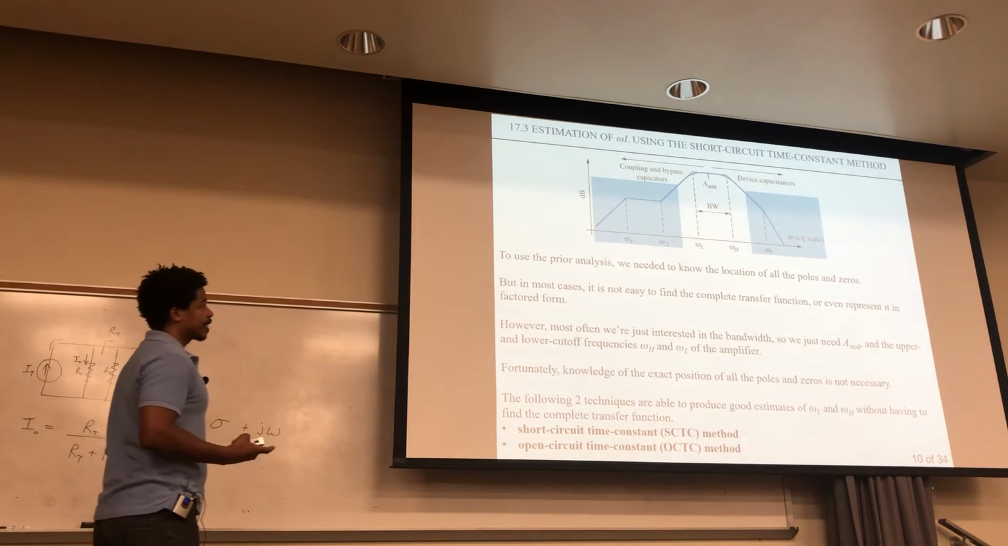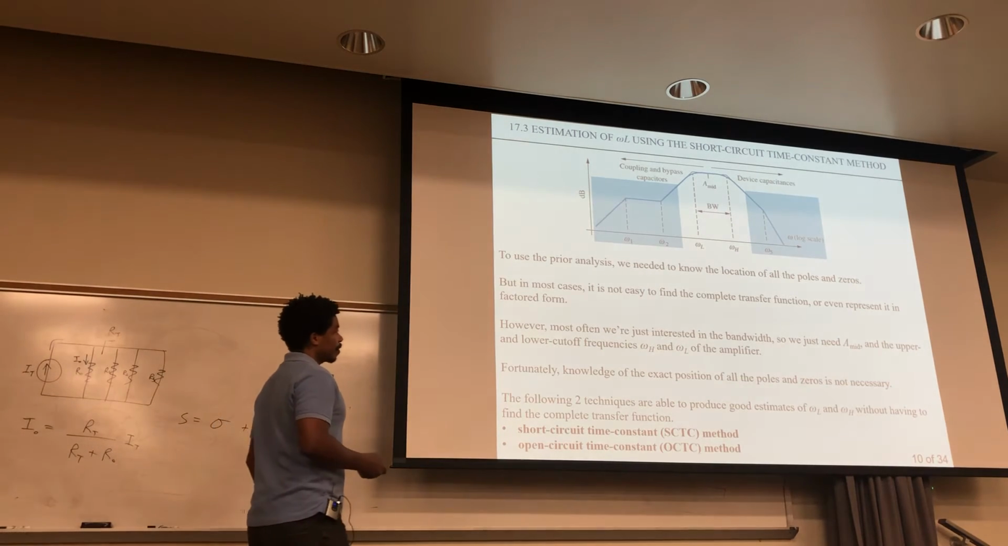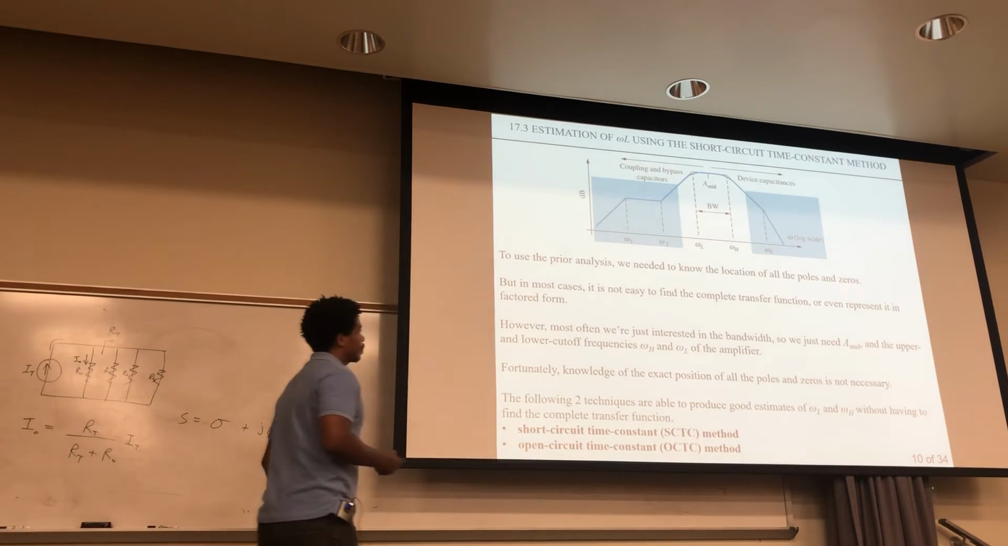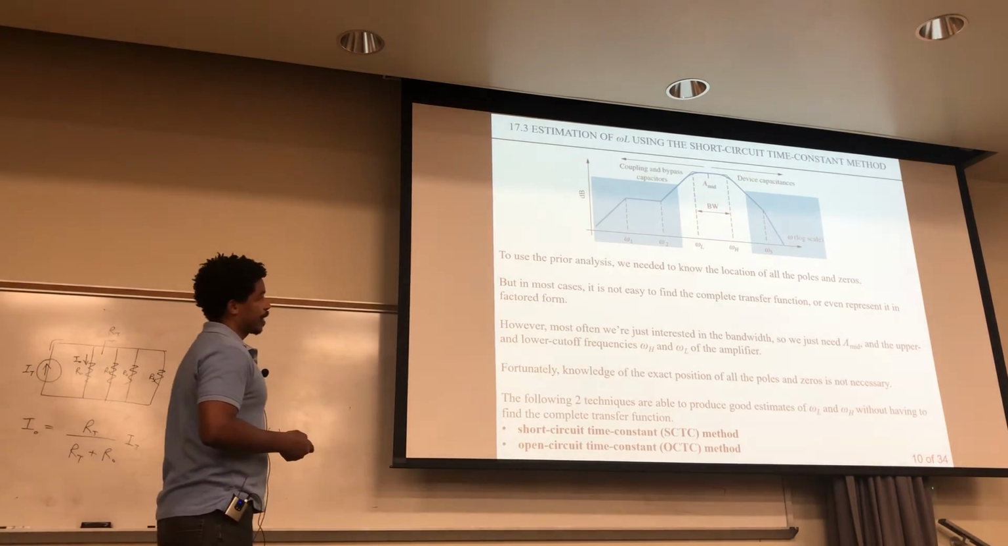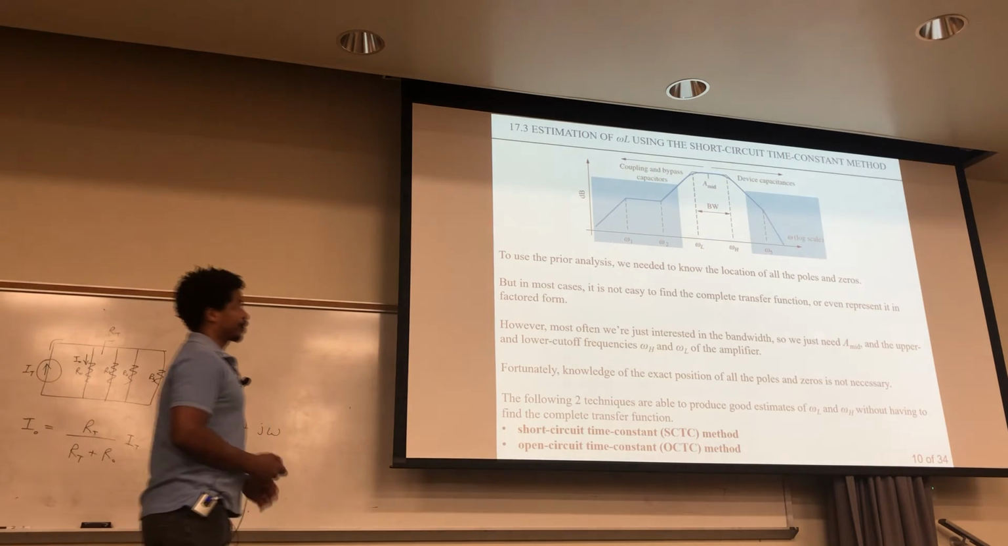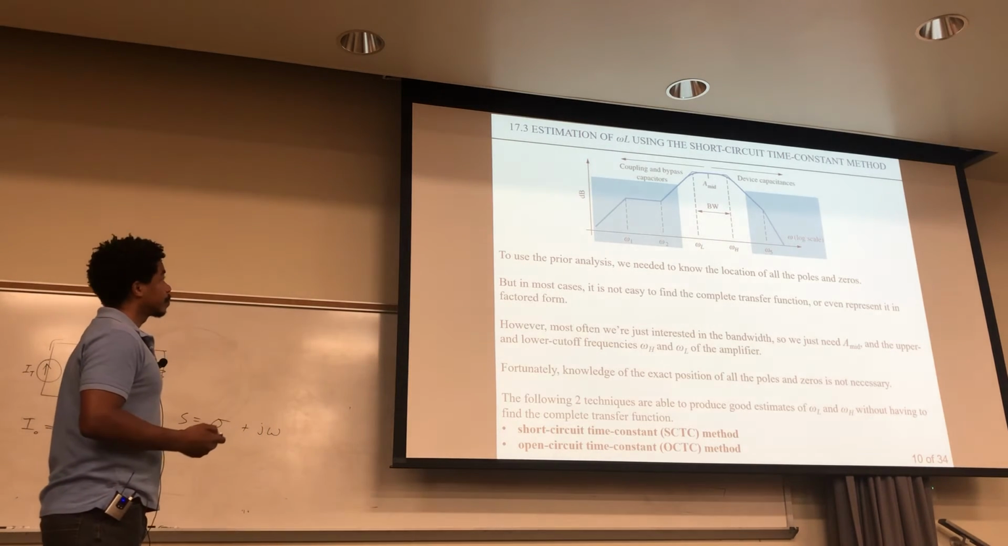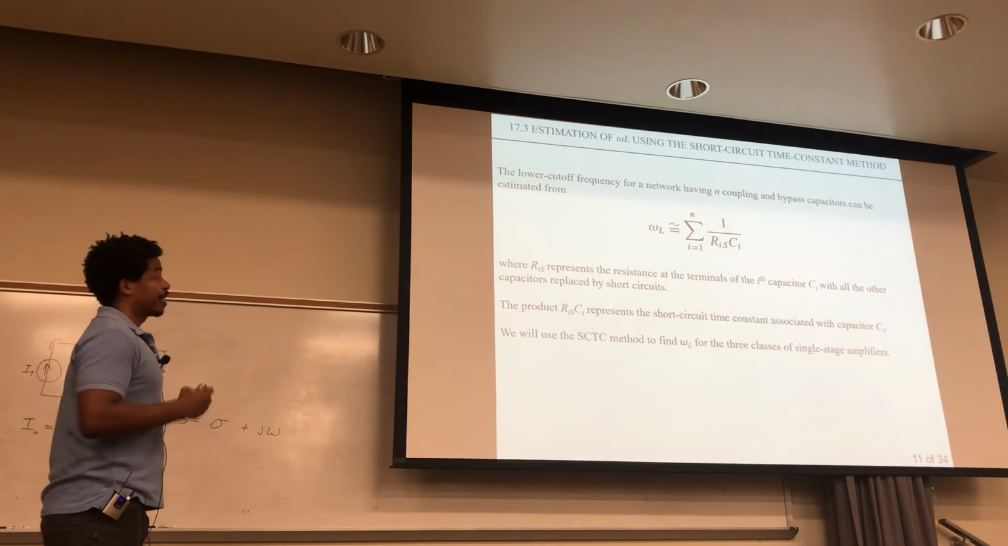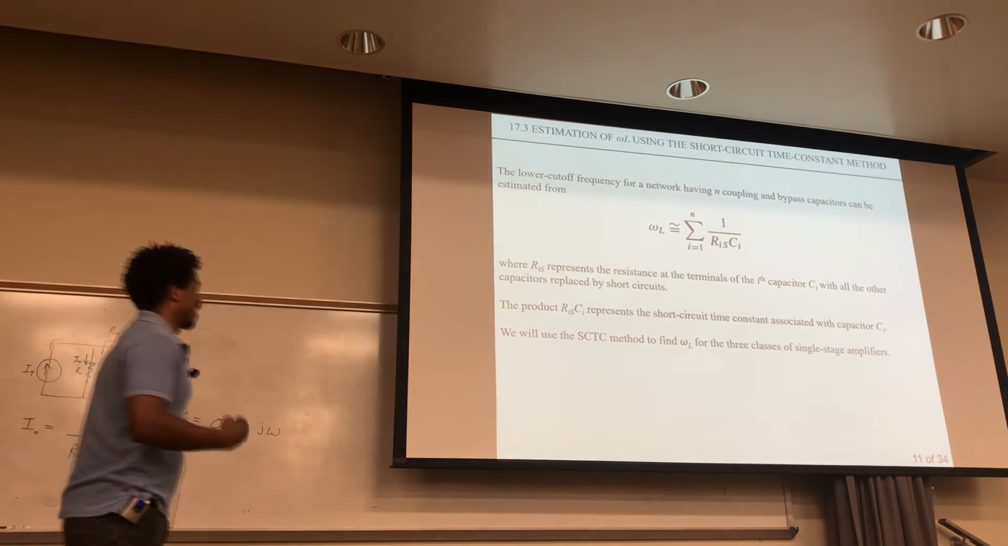And so there's two techniques. And for this lecture, we're going to cover this one right here. And these two techniques produce good estimates of omega L and omega H without having to find the complete transfer function. But it does require you to know what the circuit looks like.